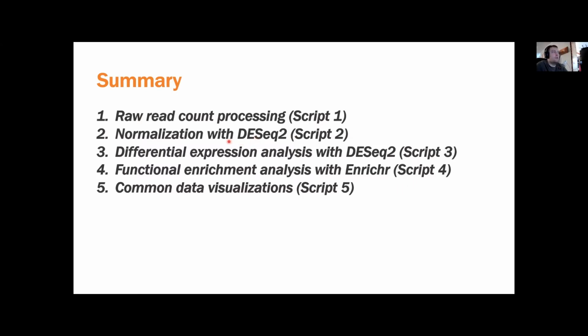You will also note that each of these scripts produces some kind of output that's used by scripts in the future. So the raw read count files are used for normalization as well as for differential expression analysis. The differential expression results files are saved and they're used for the functional enrichment. The output of all 3 of these scripts here are used for the data visualizations in script 5.